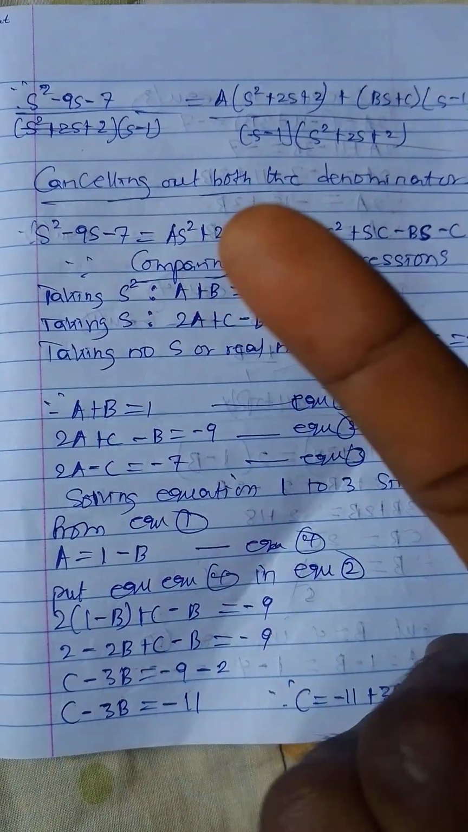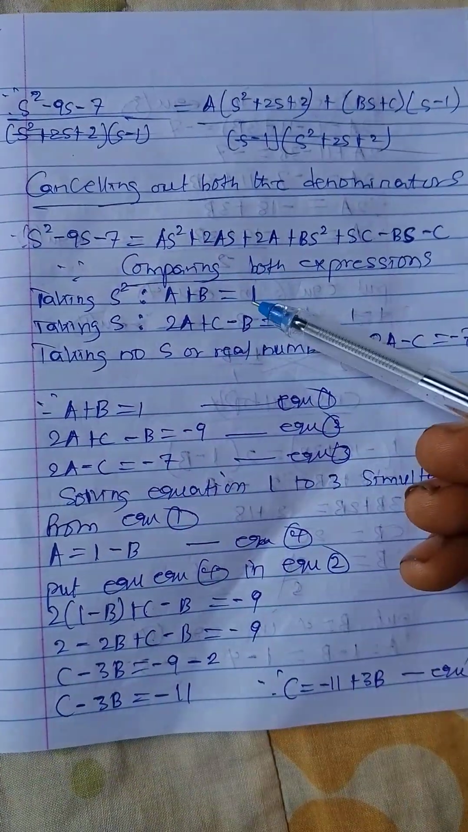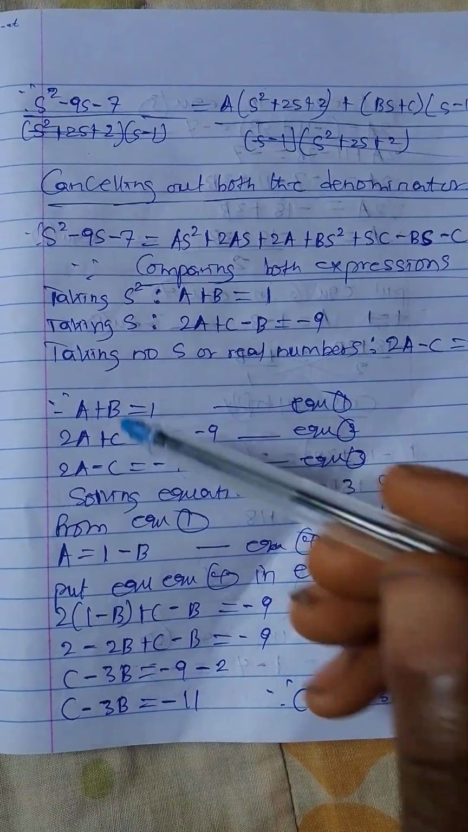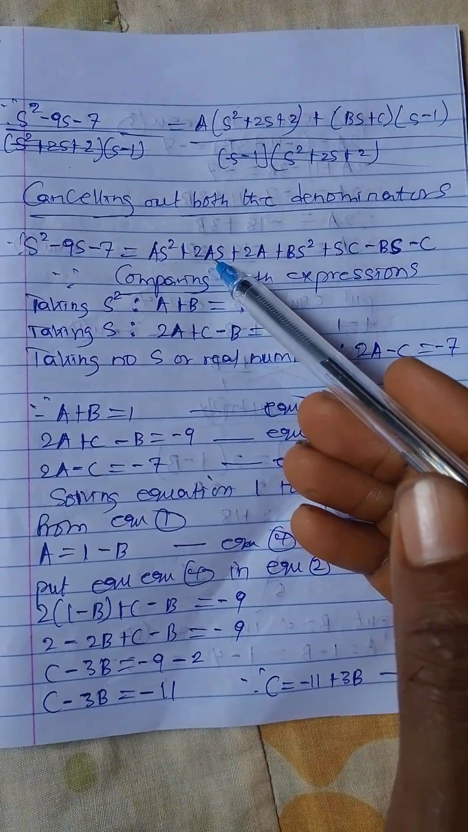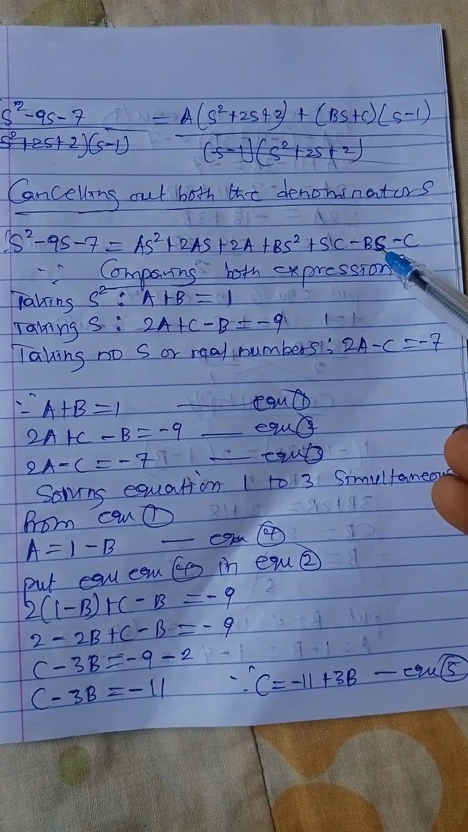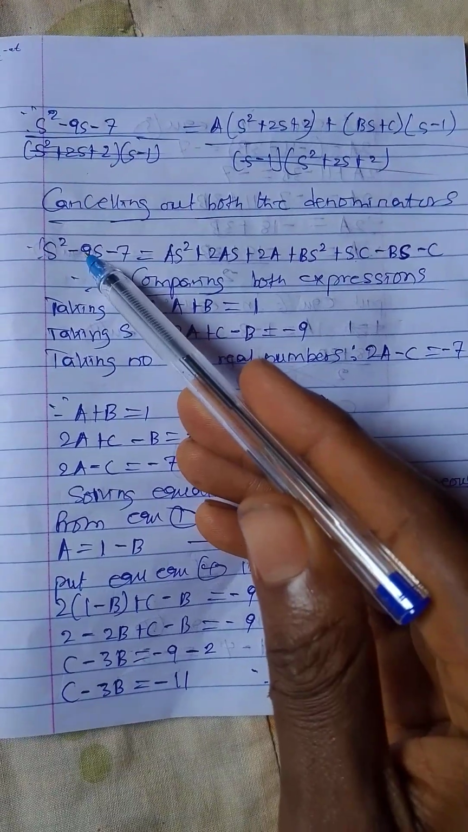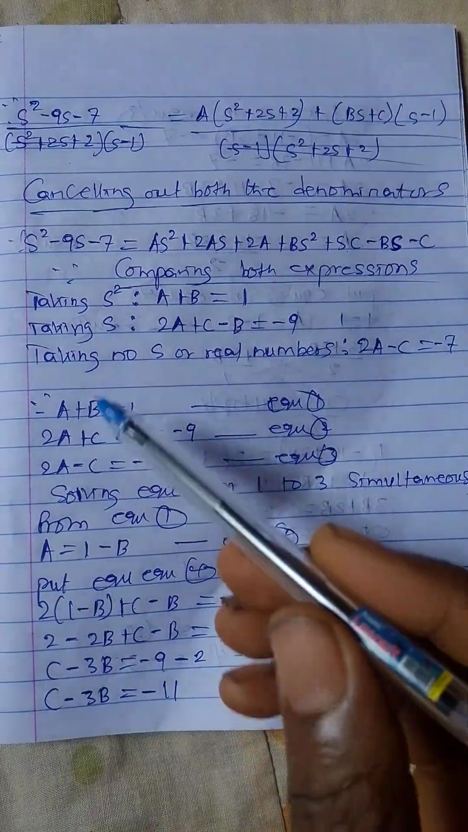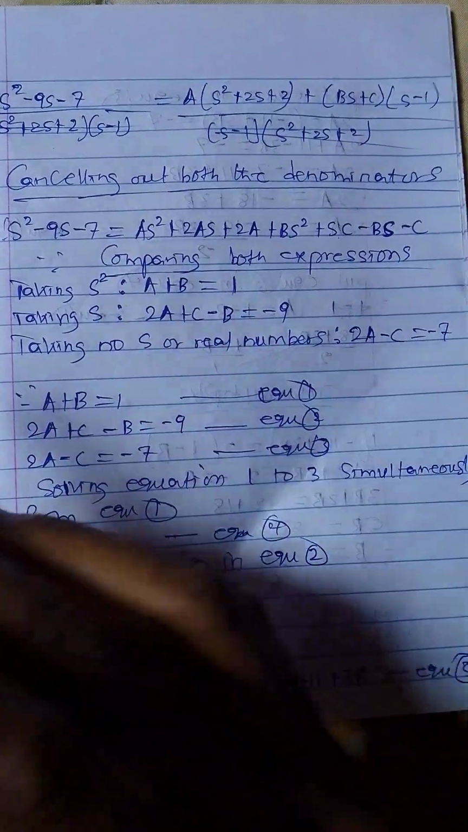The coefficient of x here is invisible 1, so that is equal to 1. Now the next thing is taking the power of x. The power of x here is we have 2a plus c minus b, and the coefficient of x here is minus 9. After doing that, taking no power, no x, the real numbers, so the one that contains no x.